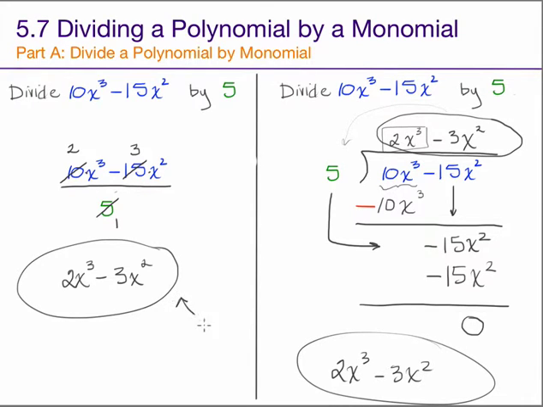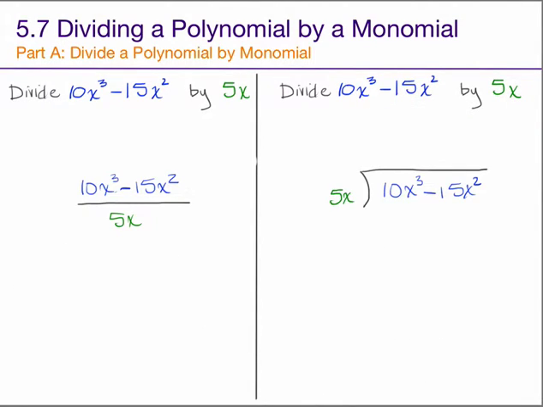Notice that my answers match. This is the same problem done two different ways, but it's the same question, so I should have the same answer. I'd like to do this problem again, but instead of just dividing by 5, let's divide by 5x. And this is actually the first example in your textbook. Okay, here we go.